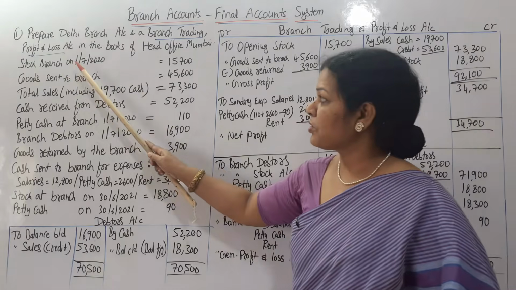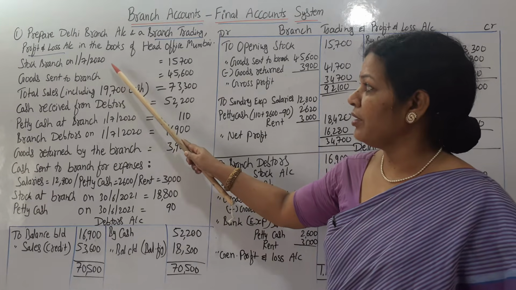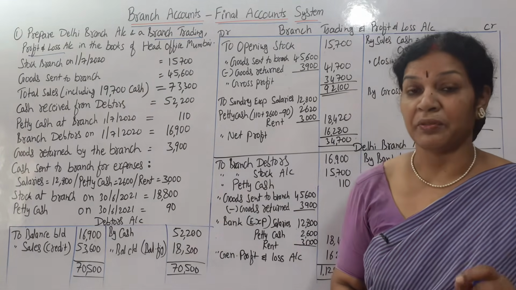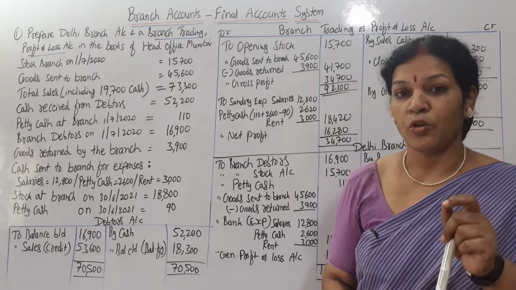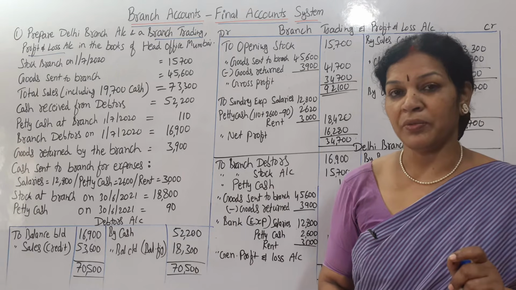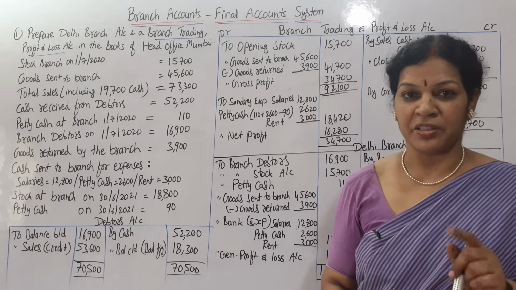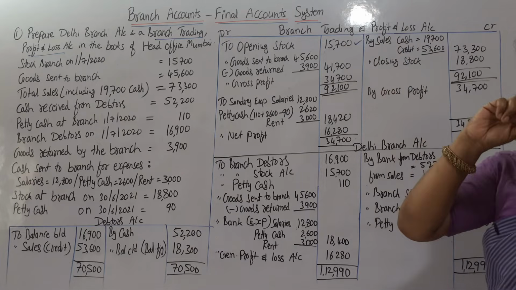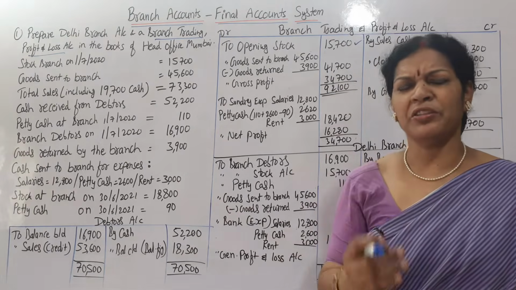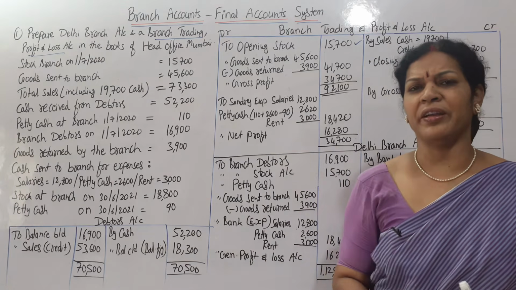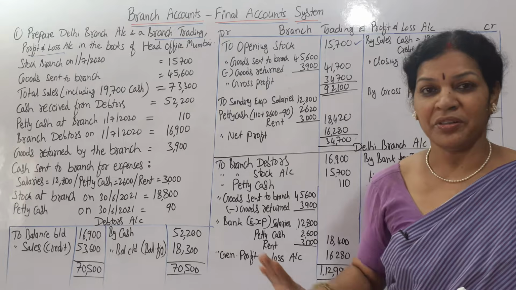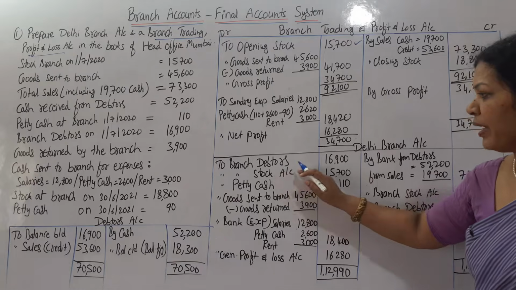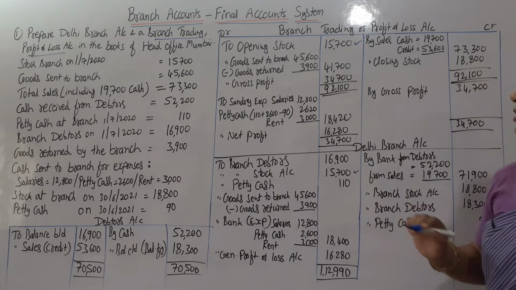First one, stock at branch on 1/7/2020, July 1st 2020, it is 15,700. This is opening stock. Opening stock, where do we write? Trading account debit side, right? So I have written here trading account debit side 15,700. And any opening stock, not only the stock, anything you find, that comes in the branch account debit side, as we have done in the debtors system. So branch opening stock 15,700 I have written here.